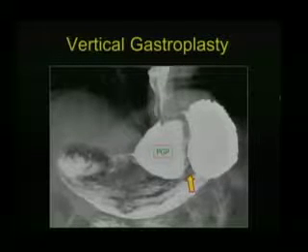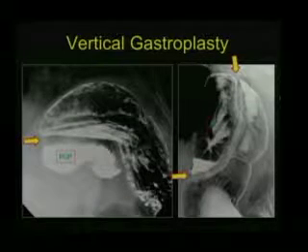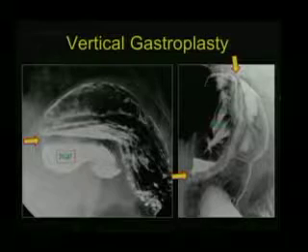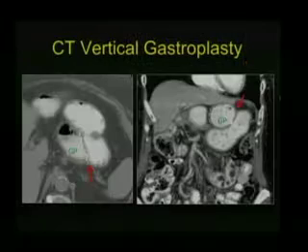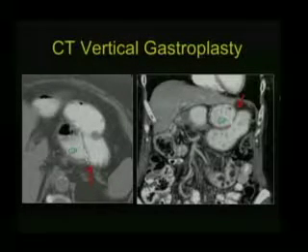This is another case where the gastric pouch is larger than the previous one. Another case, this is more vertical. You see here the suture line. Okay. So CT, I'm going quick because of the time.